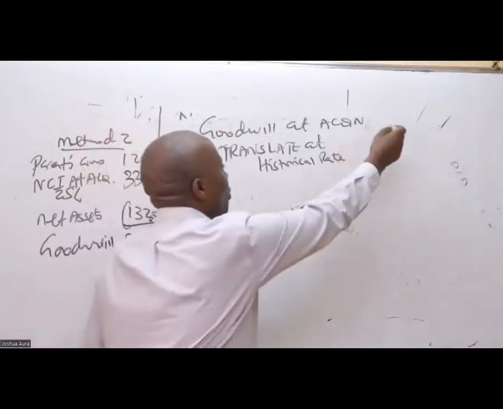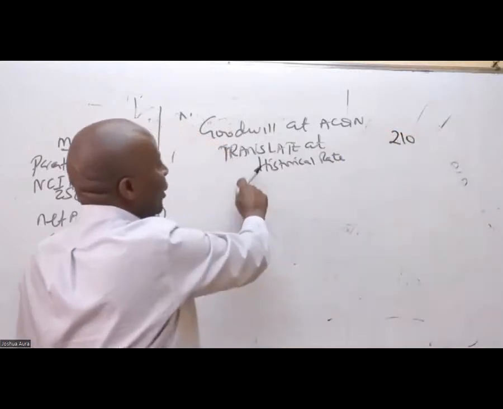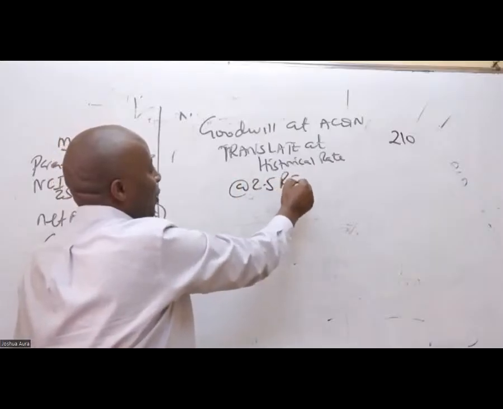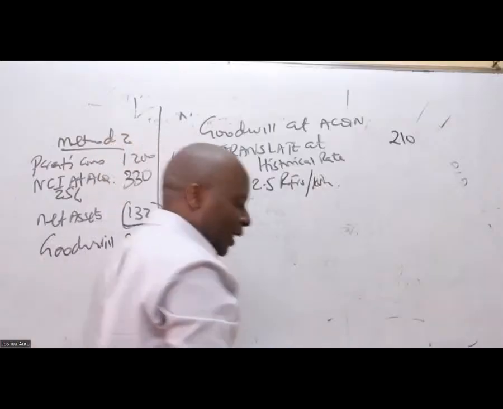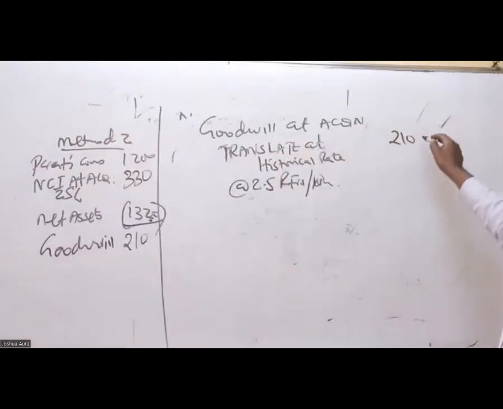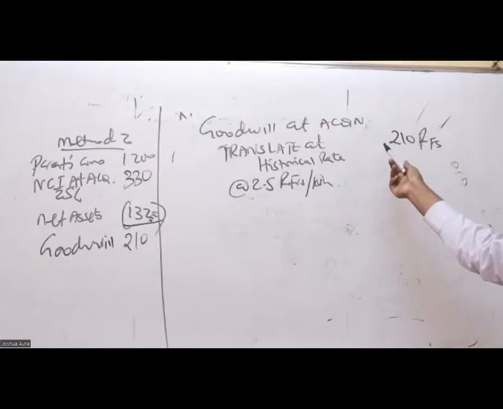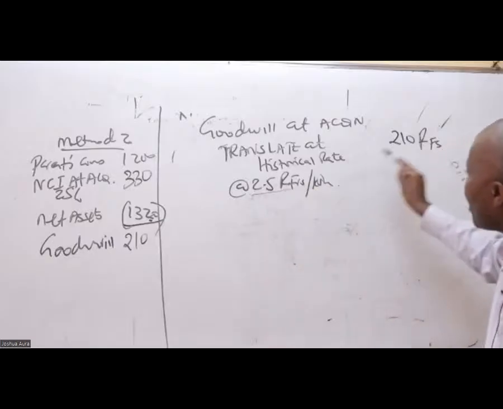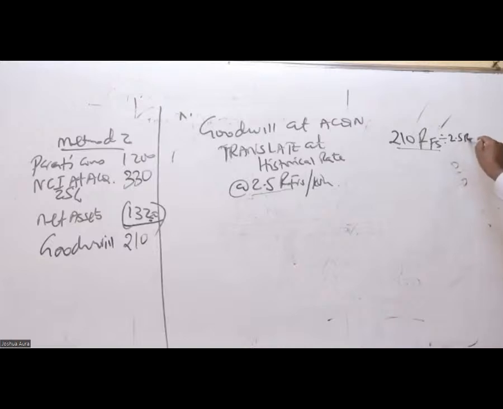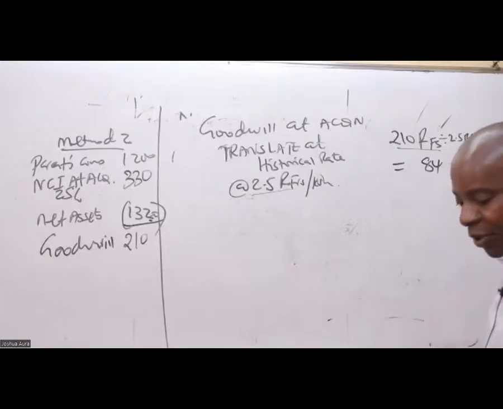So remember, you gave me a figure of 210. Translate this at 2.5 Rwandese francs per Kenya shilling. Remember these are Rwandese francs. So tell me now, to convert Rwandese francs, do I divide or multiply? Yes, I divide. Thank you very much, Valentine. I divide because these are Rwandese francs and those are Rwandese francs, so that the Rwandese francs cancel out. When you divide, how much do you get? 84.